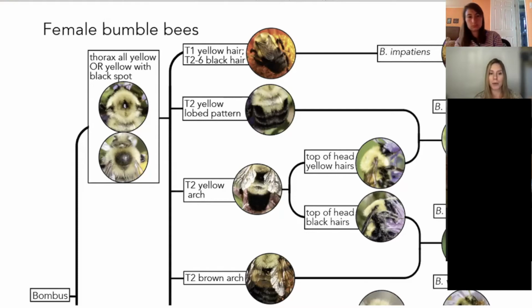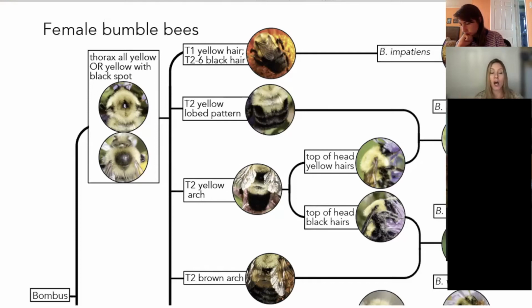So this group that we're looking at right here has mostly yellow hair and a small black dot, and that black dot is really actually a hairless spot. There might be a smattering of black hairs in there, but most commonly it's a lack of hair there. And then what we call the integument, which is sort of like the skin of the bee, is black. So that's what you're seeing.